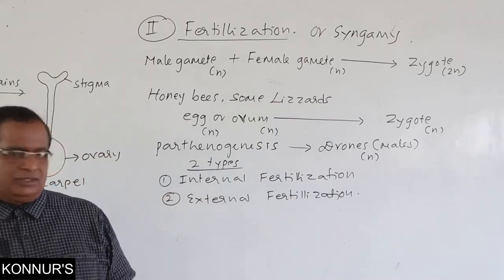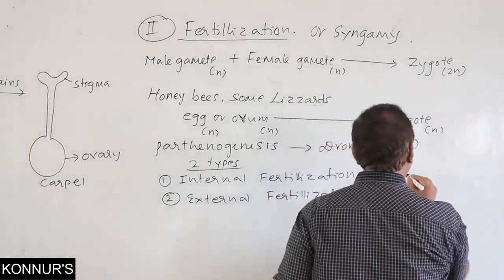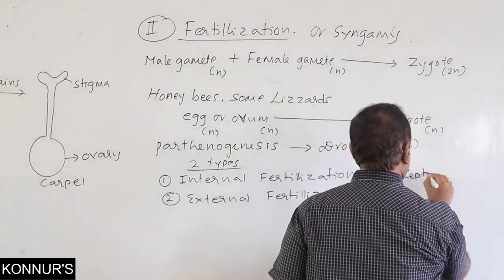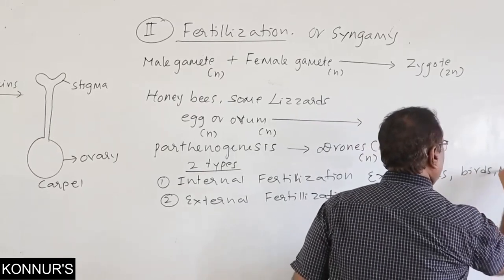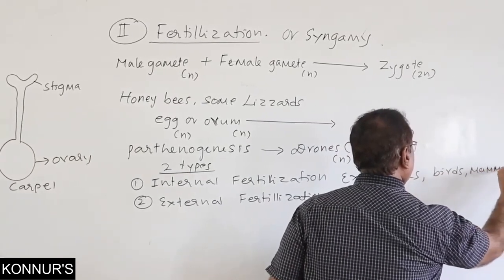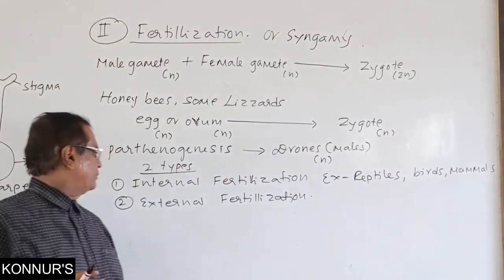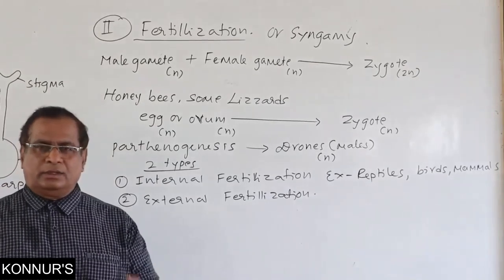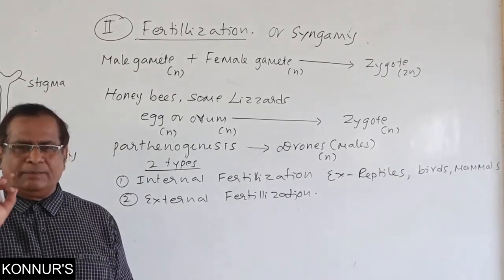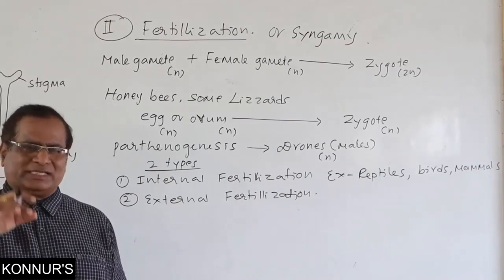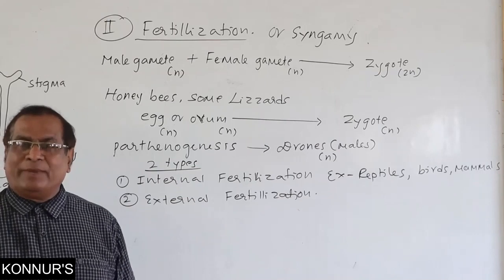In case of reptiles, birds and mammals, there is internal fertilization, because the fusion of male and female gametes takes place in the reproductive system or genital system of that female's body.